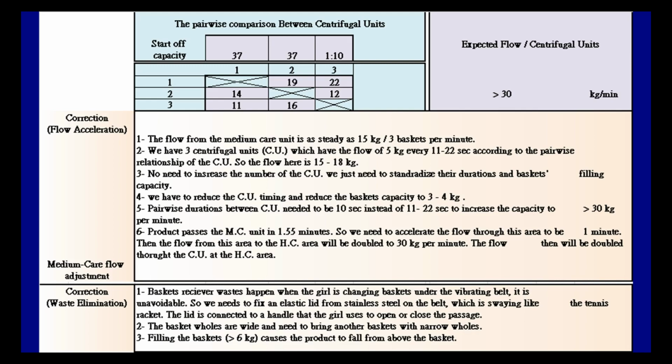At the HC area. Correction, waste elimination. 1. Basket receiver wastes happen when the girl is changing baskets under the vibrating belt. It is unavoidable. So we need to fix an elastic lid made of stainless steel on the belt, which is swaying like a tennis racket. The lid is connected to a handle that the girl uses to open or close the passage. 2. The basket holes are wide and we need to bring other baskets with narrow holes. 3. Filling the baskets with more than 6 kg causes the product to fall from above the basket.